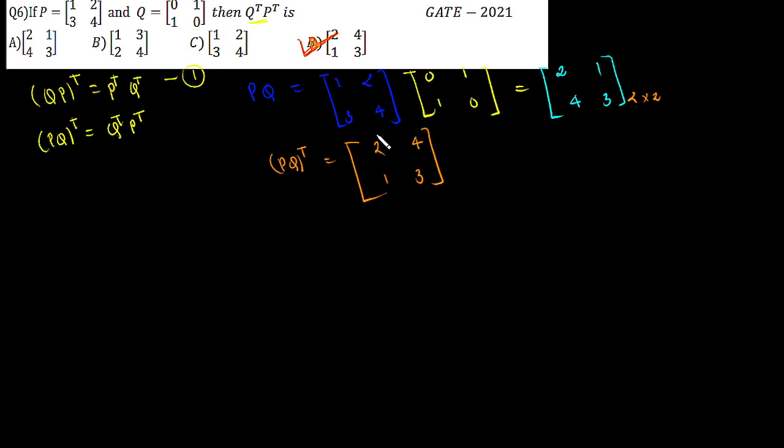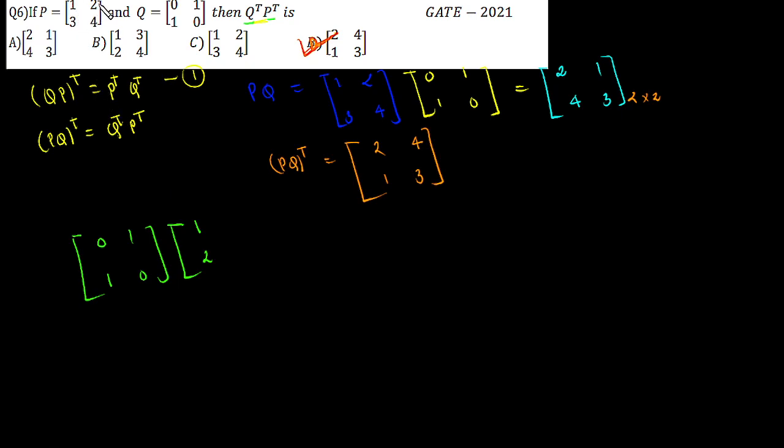You can also get the same answer if you take the transpose of this matrix Q and then multiply. Let's quickly do it here. So here we have to first take the Q transpose. So now the transpose of this matrix will be this one, and now we have to multiply this Q transpose with P transpose. So now let's take the transpose of this P.